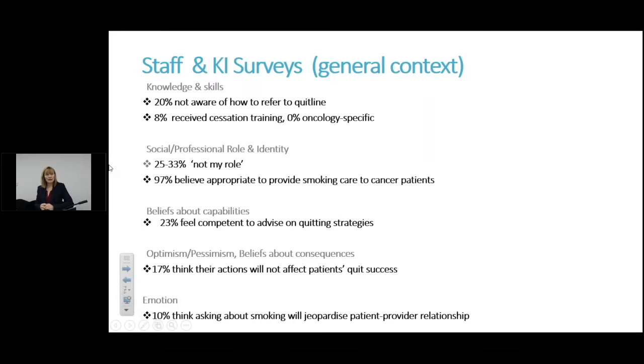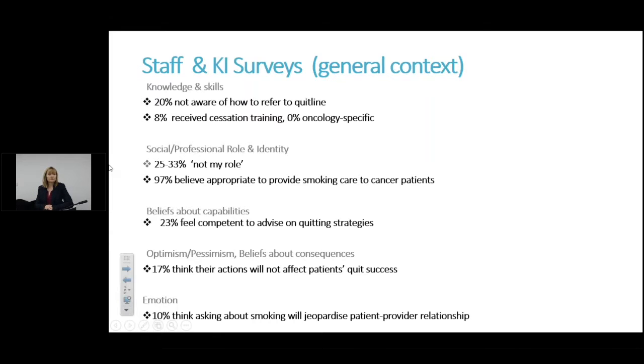So we could see there that there's a bit of a gap around knowledge and skills that needs to be filled. In terms of their social or professional role and identity, up to a third thought that it was not their role to provide cessation support to their patients. But most of them, 97%, believed that it was appropriate to provide smoking cessation care to cancer patients. So they don't have a problem with the idea, but some of them don't see it as their role. In terms of beliefs about their capabilities, only 23% felt competent to advise on quitting strategies. So that starts to explain why they don't go further than asking and assessing.